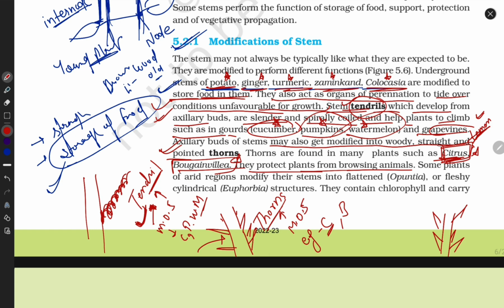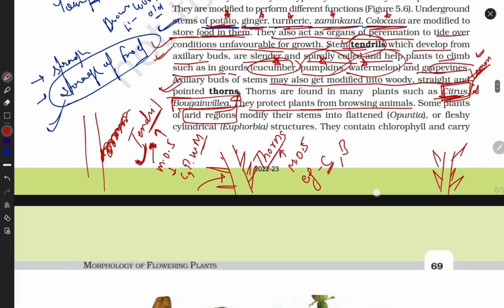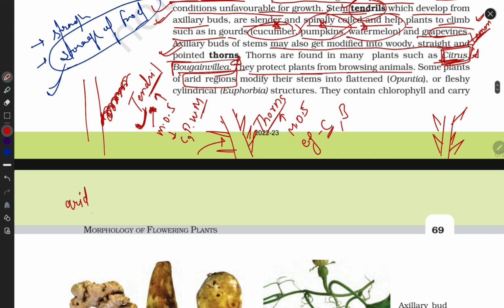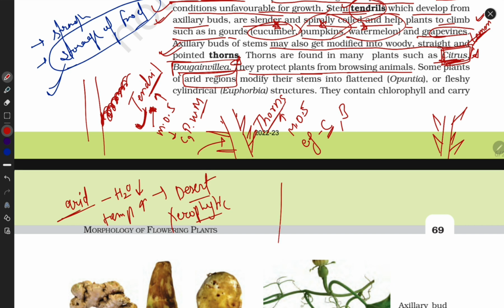Okay guys, now most important. In arid desert, I'm writing here. Arid means the water content is low and temperature is high. Simply we call it a desert. Xerophytic plants, what do they adapt? They decrease their leaf size.